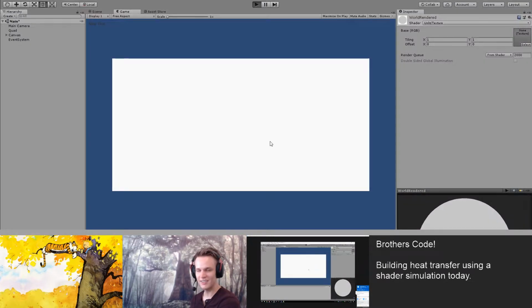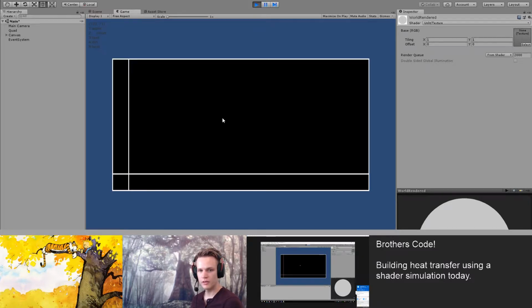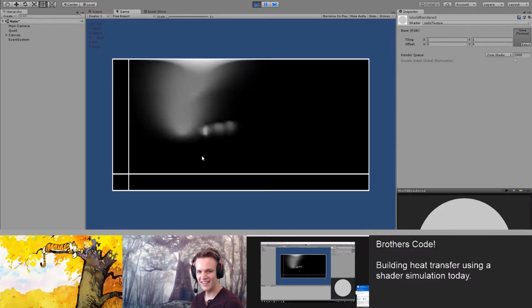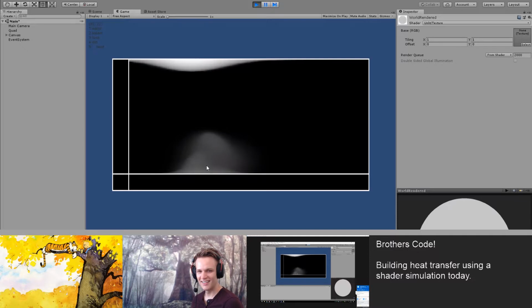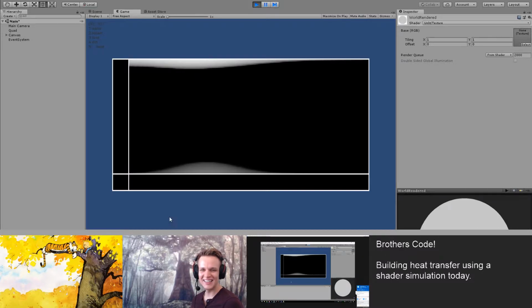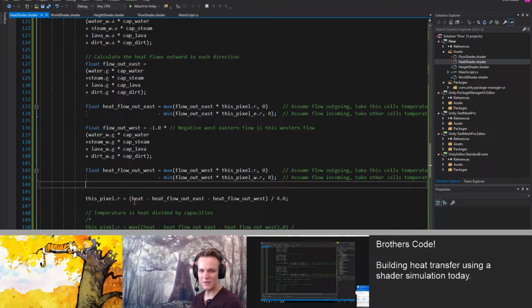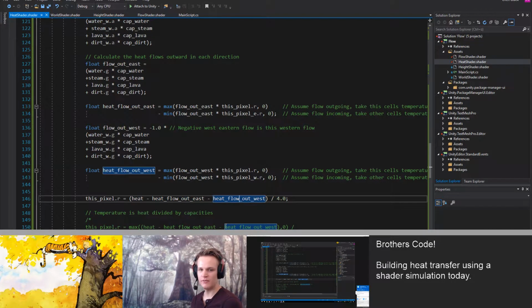So theoretically, what should we see here? No blue, no matter where we put the heat. Ah! Blue. Why is it all blue? Okay, well, that's all right. Let's figure out why this is blue, because this is obviously heat flow out west and heat flow out east. It happened as soon as you added heat flow out west. Well, let's just see what heat flow out west is.